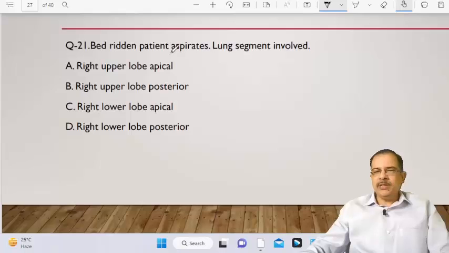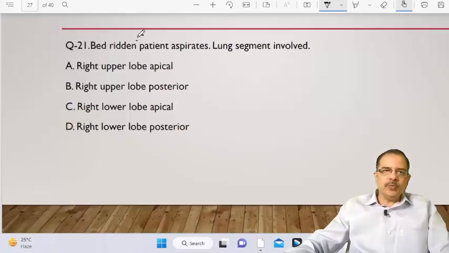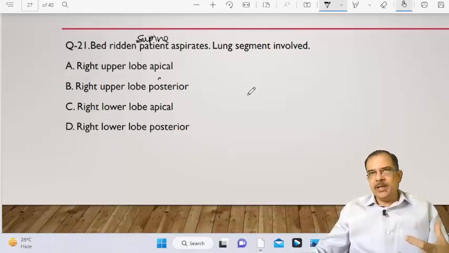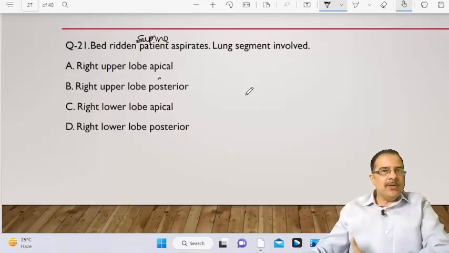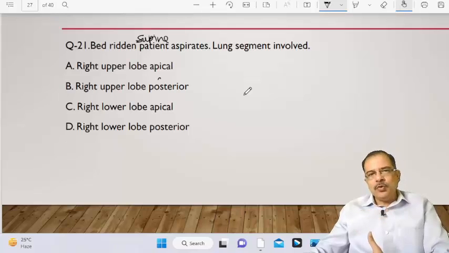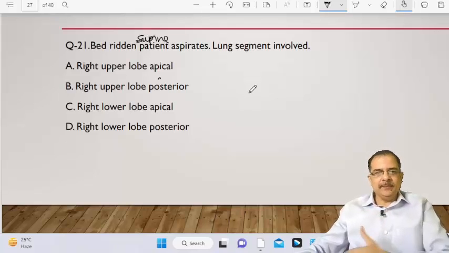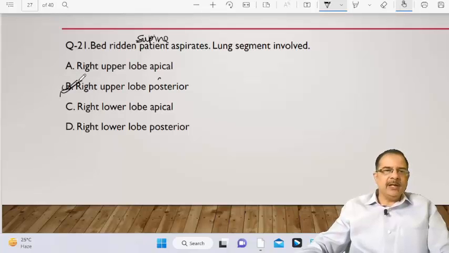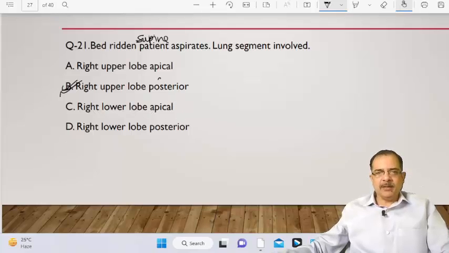A bedridden patient aspirates, most likely in a supine position. Bedridden is in a supine position. So the two areas which get the aspiration are on the right side. One is the apical lobe, one is the lower lobe. So the apical lobe will be the posterior side, while the right lower lobe will be the superior side. So the best answer here will be right upper lobe, that will be the posterior side of the right upper lobe. So for the lower lobe, it should be the superior part or the apical part.